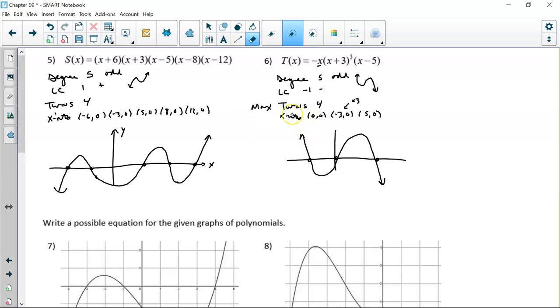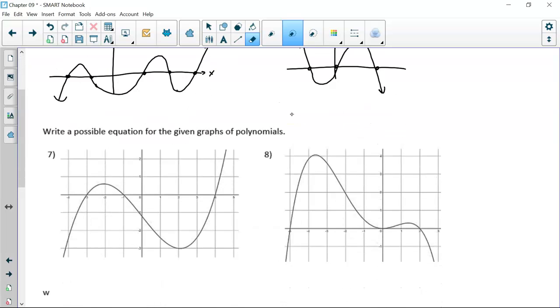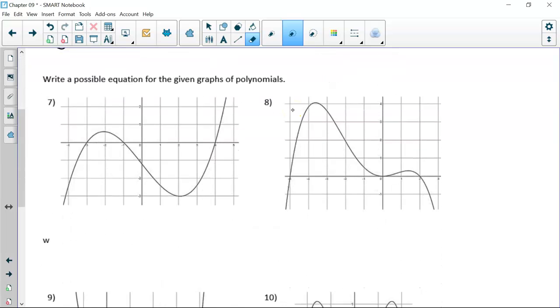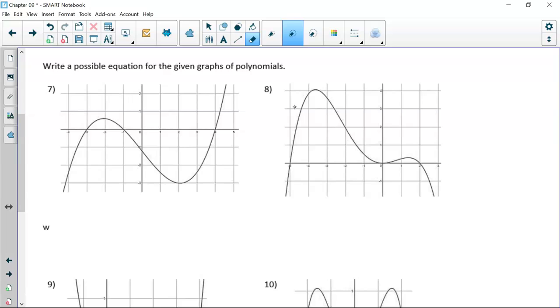Now, we can use this graph to actually write the equation. If we're looking at problem number 7, because of the end behavior, I can see there's 3 x-intercepts. There's no bouncing, so I know my degree will be 3. And I know my leading coefficient is going to be positive. Now I'm going to make my leading coefficient a +1 or a 1. So now I know my zeros.